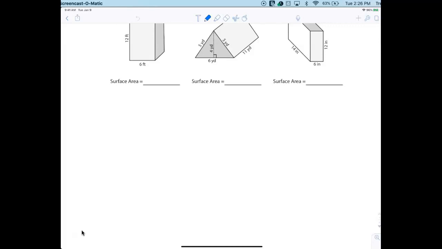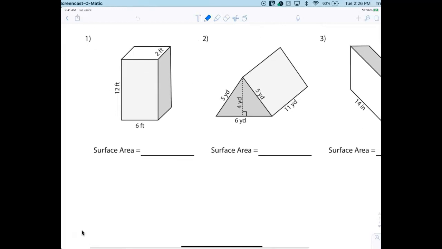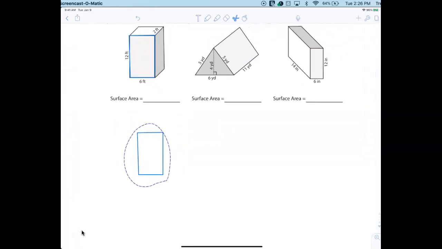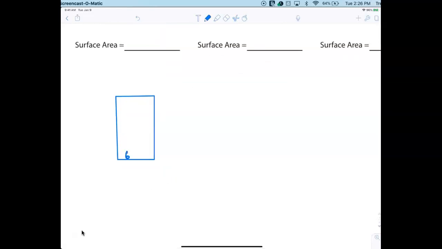So number one here, the first thing I'm going to draw, and you don't have to, you can draw an estimation if you want. I just have the ability to kind of draw it. Copy, and I'm going to come down here and paste. Now, again, the first thing I want you to recognize is what are the dimensions of that rectangle. That rectangle is 6 feet by 12 feet. So I want everybody to put 6 feet here, and then 12 feet here.